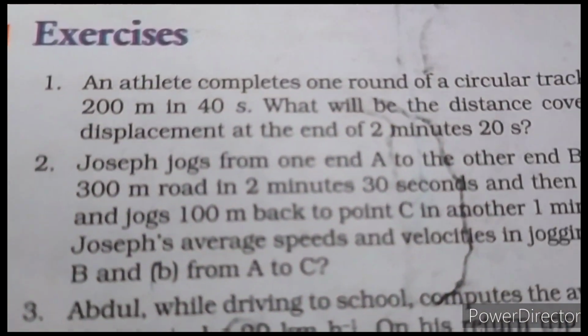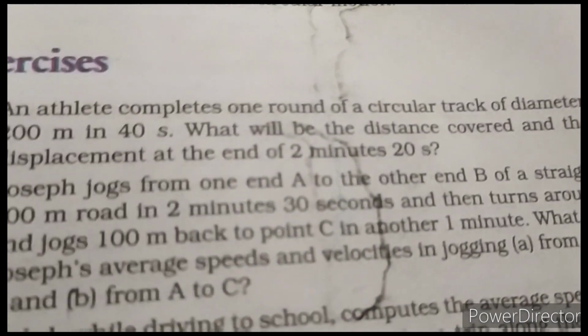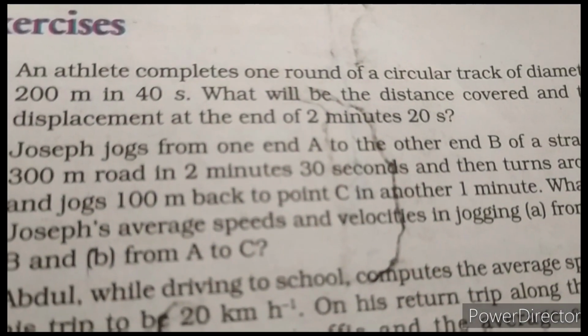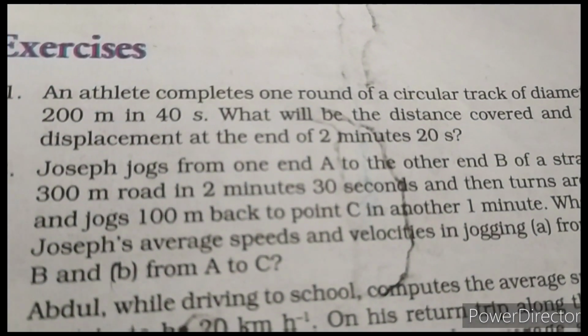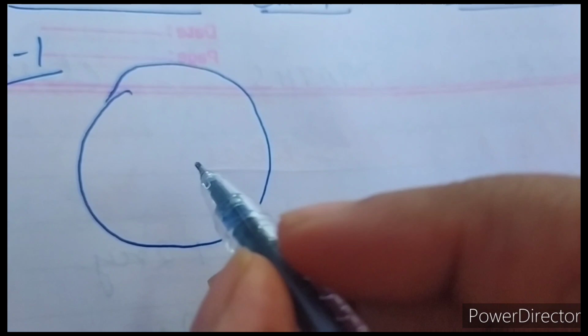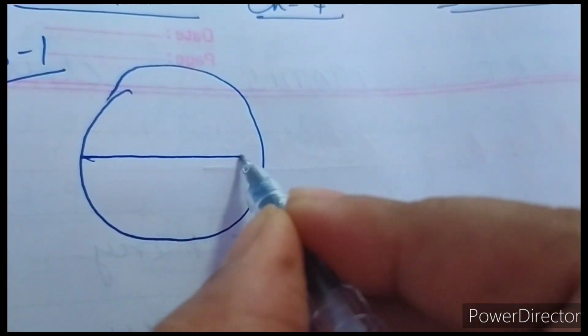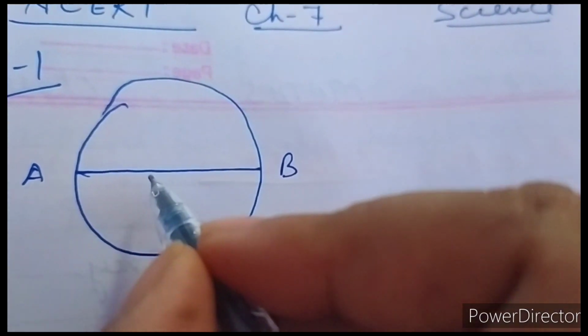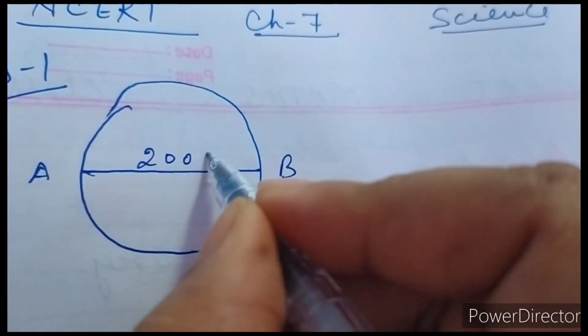An athlete completes one round of a circular track of diameter 200 meter in 40 seconds. What will be the distance covered and displacement at the end of 2 minutes 20 seconds? So let's first draw the diagram for this. We will draw a circular path and the diameter given is between A and B. We'll name it as AB as a diameter, and this is given as 200 meter.